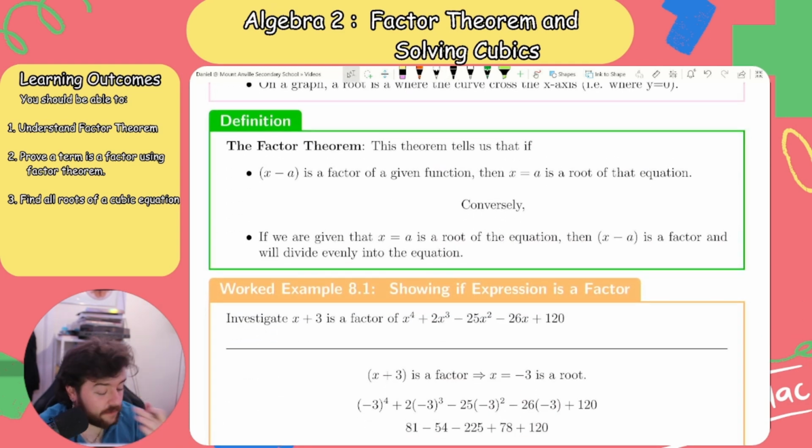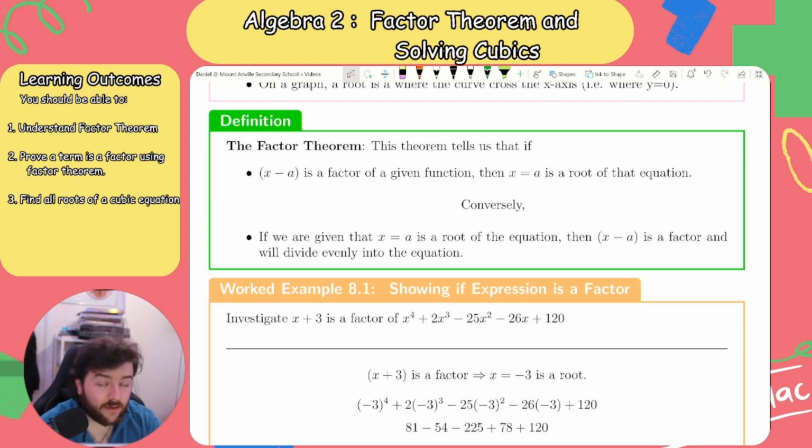The factor theorem tells us that if x minus a is a factor of a given function, then x equals a is a root or solution to that equation. That's it. We've done this already before, right? When we're solving quadratic equations, we let the factors equal 0 and solve for x, and then that is our root. That is our solution.